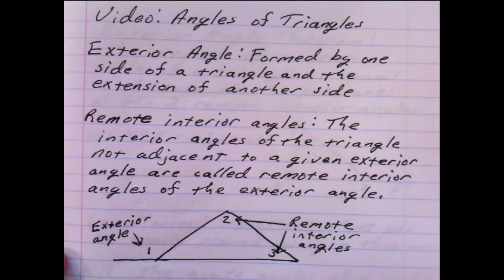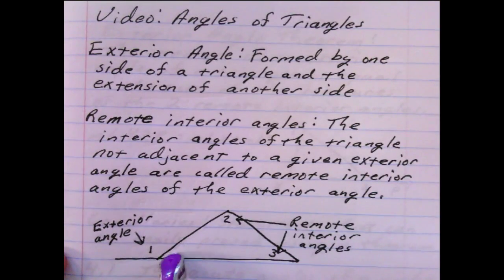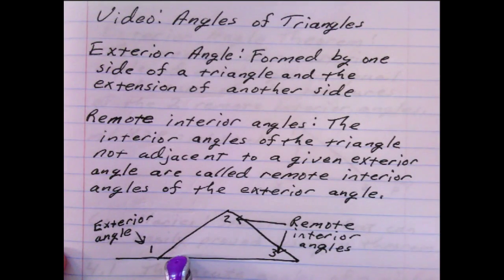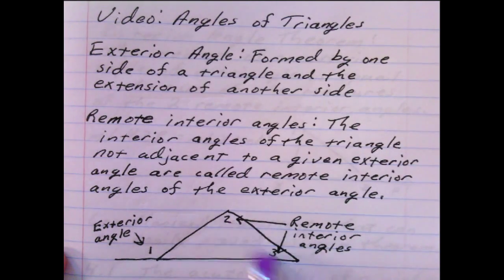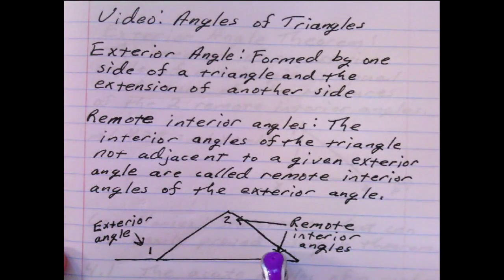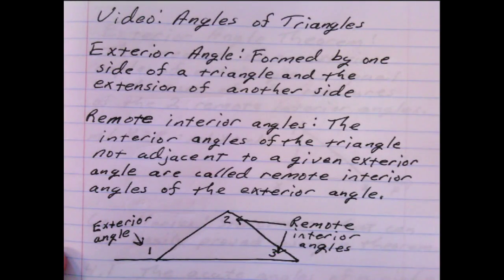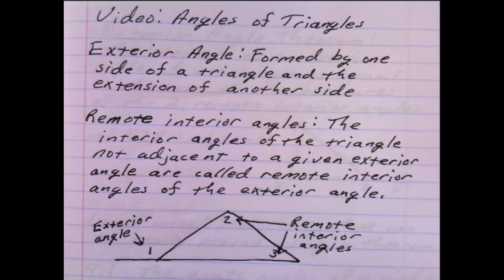The next one is remote interior angles. The interior angles of the triangle not adjacent. If you remember, adjacent means it's right next to it. So if we look here at our exterior angle, the adjacent would be right inside here. So it's the ones that are not adjacent to that given exterior angle. Those are called the remote interior angles. So that would be these two angles over here. Okay? Now we're going to start looking at some theorems.